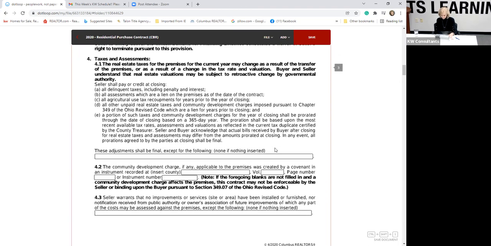Paragraph 4 under taxes and assessments, that's pretty clear, cut and dry.